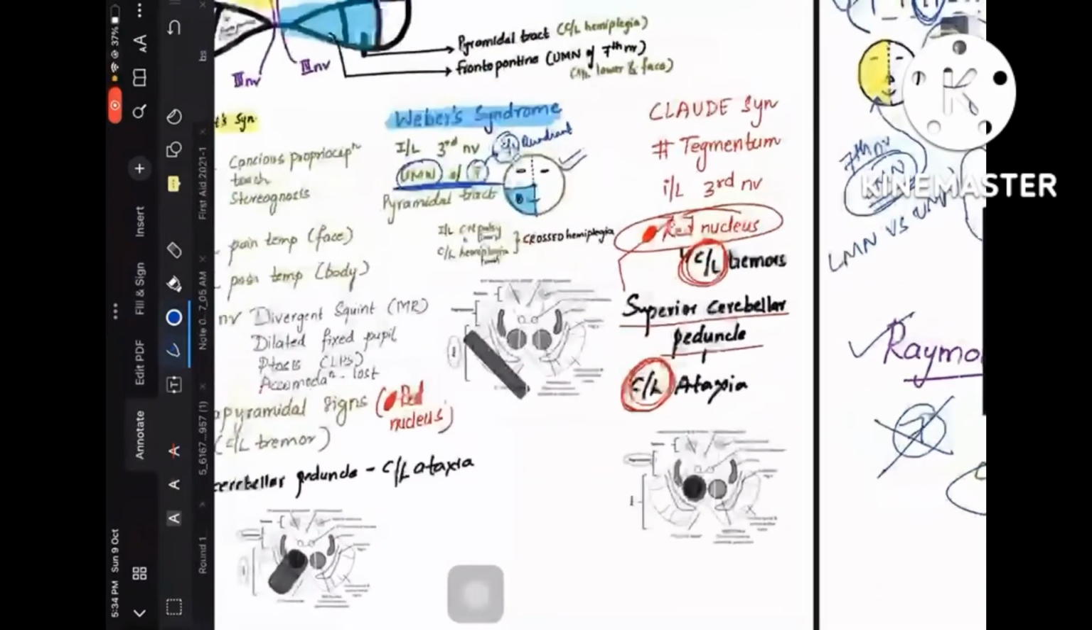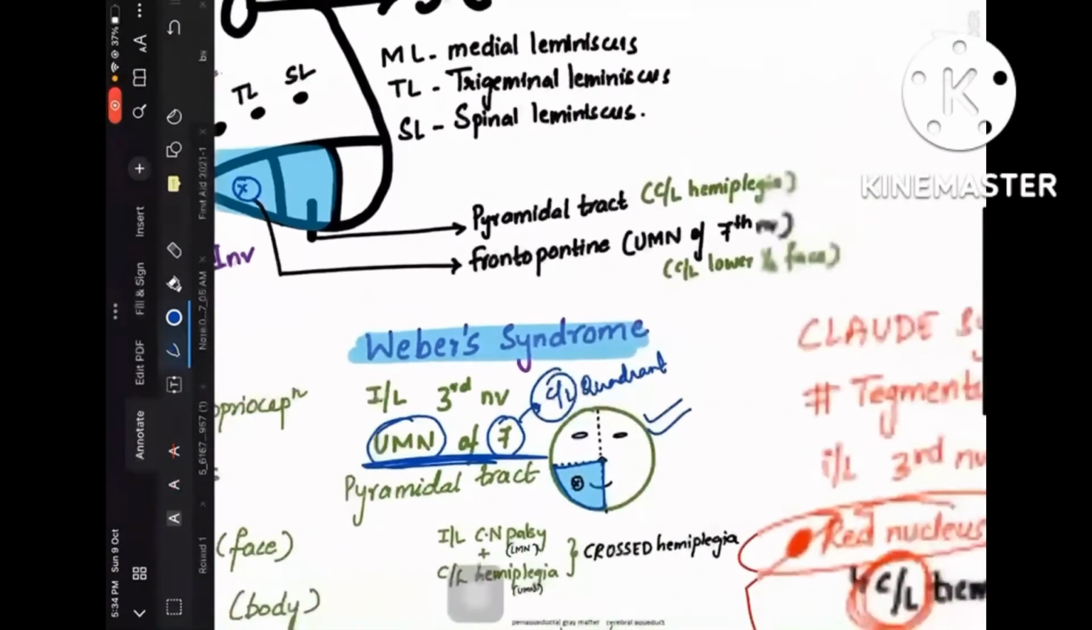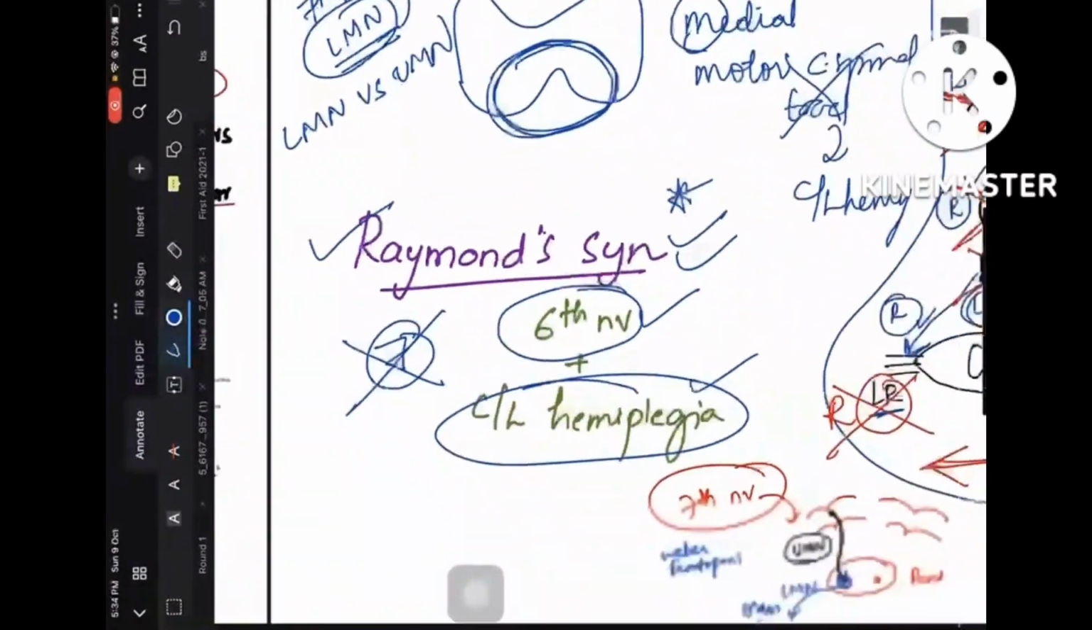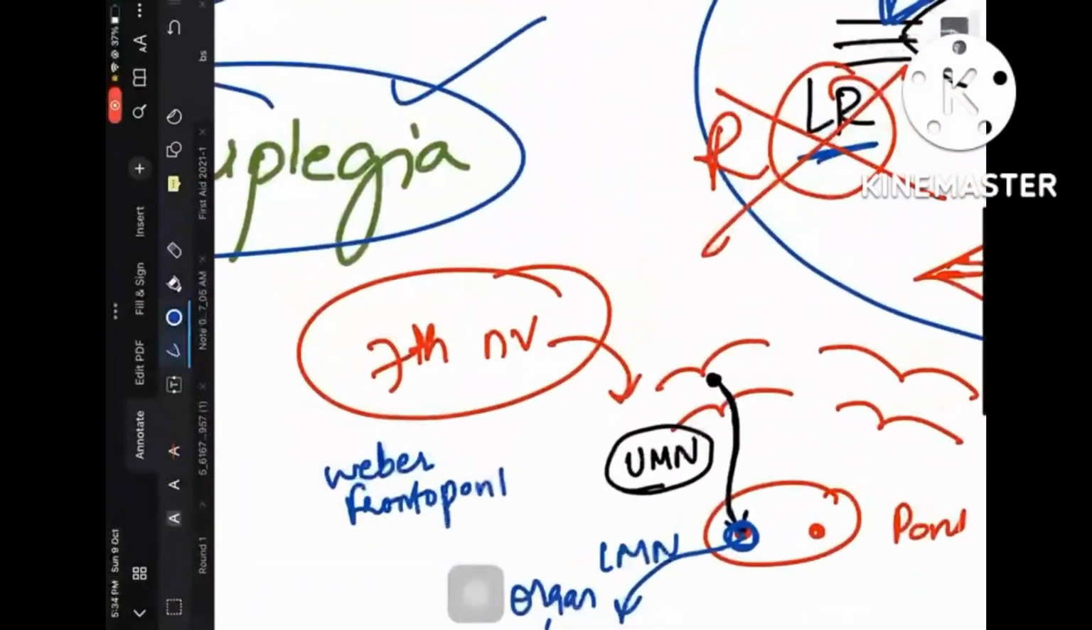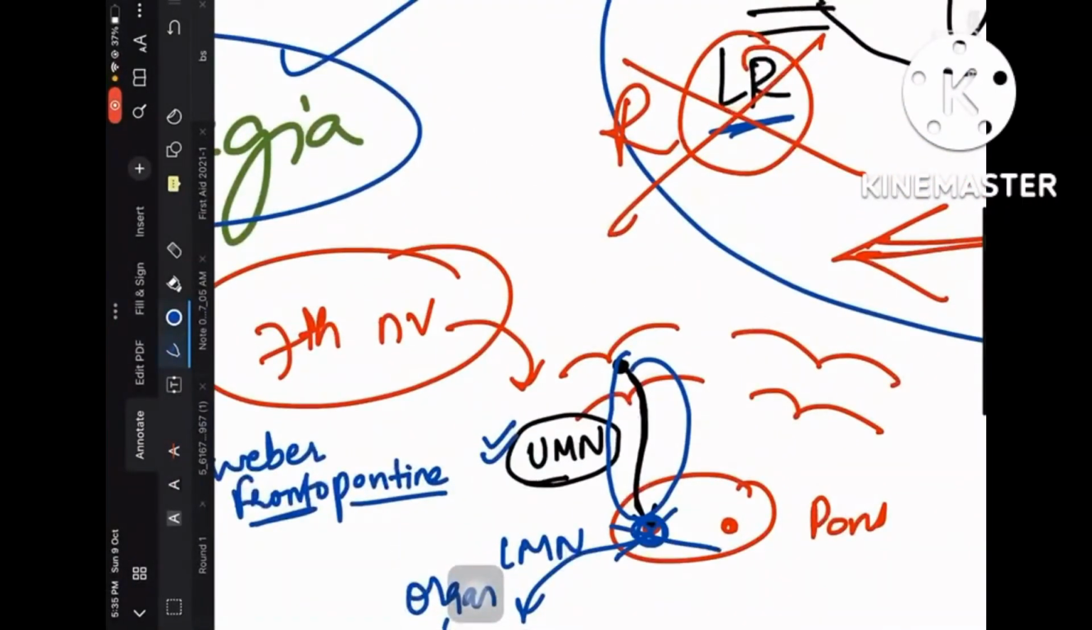Since in Weber syndrome, the fibers that are involved are frontopontine fibers, right? I have shown you in the diagram also that the frontopontine fibers are involved in Weber syndrome. Frontopontine means from the frontal cortex to the pons, whatever the fiber is there, if that is involved, it is UMN. Whereas in the pontine syndromes, the nucleus itself is involved. So that is the LMN.